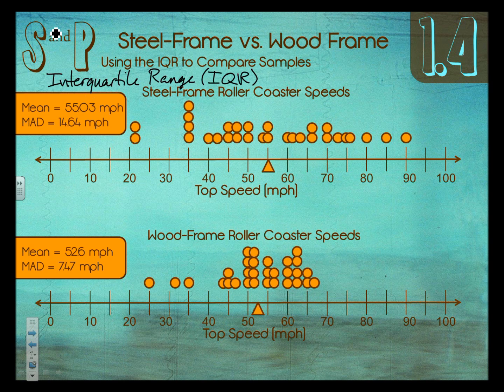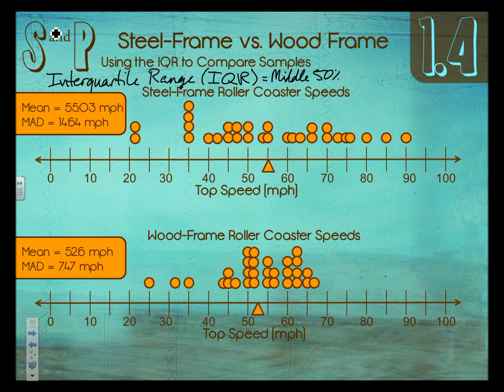Now, interquartile implies that there's quartiles, quart being 4, and we're going to look at the middle 2 of the 4. So we're really looking at the middle 50% of the data. So the interquartile is the middle 50% of the data. And remember, it's a range, so it's going to take the distance from the minimum to the maximum.